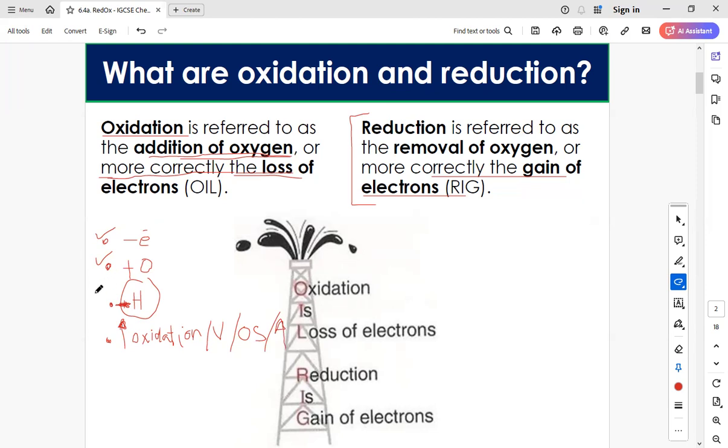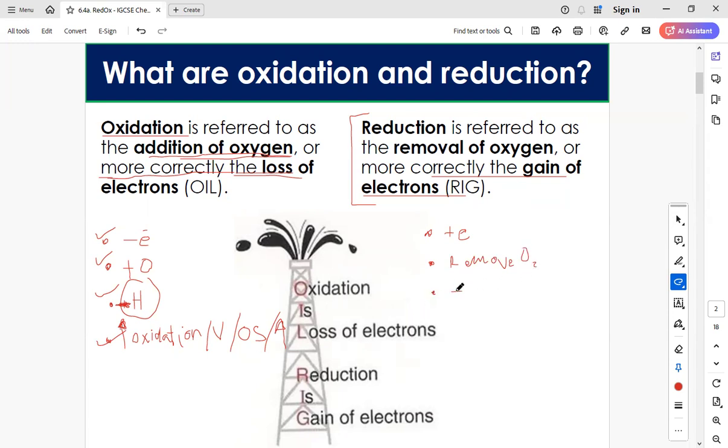The exact opposite of this is reduction. In reduction you have a gain of electrons, right? If you lose oxygen, the oxygen will transfer its electrons back to the element from which it had gained them. So if you lose oxygen, the electrons will come back to that element, and that is a gain of electrons. That is reduction. So removal of oxygen.